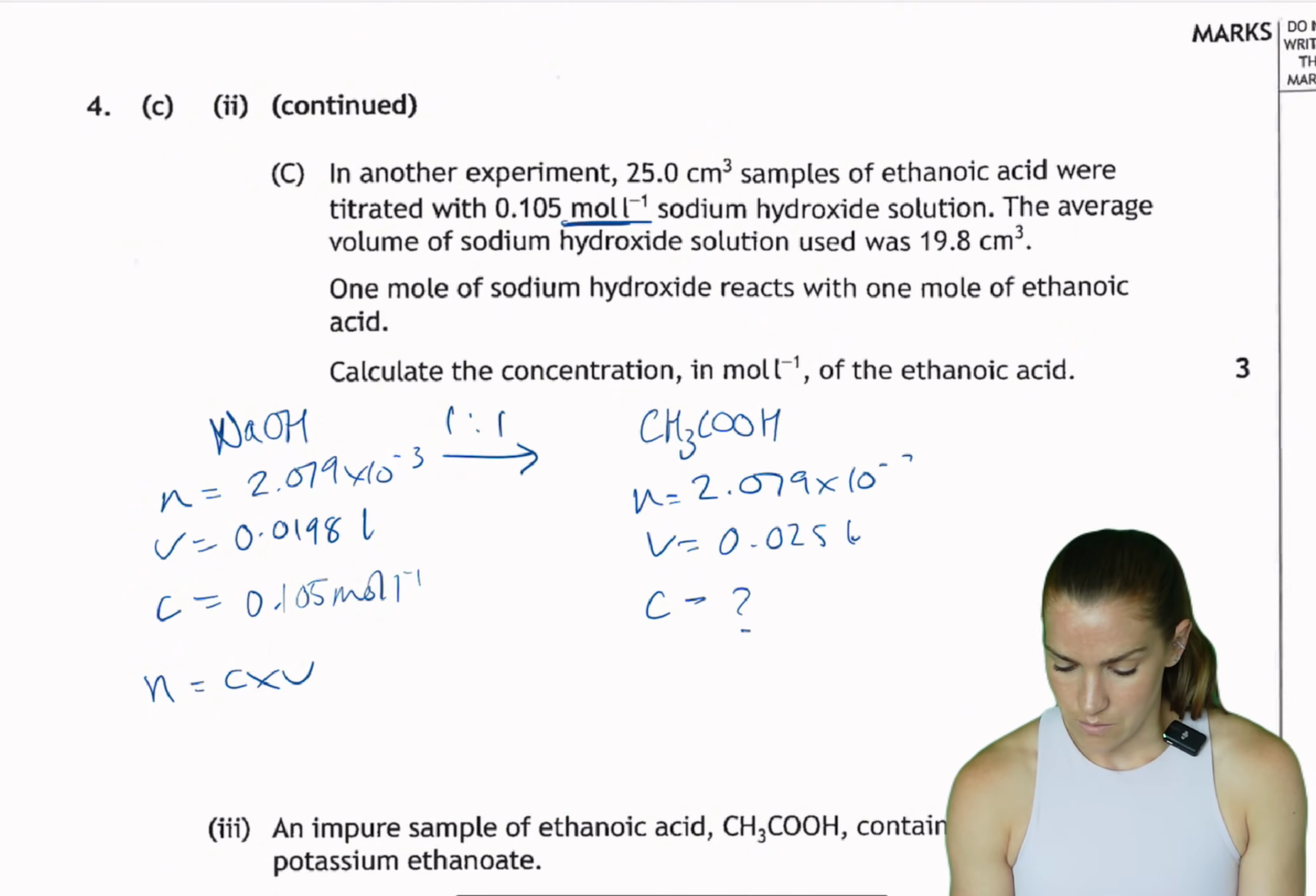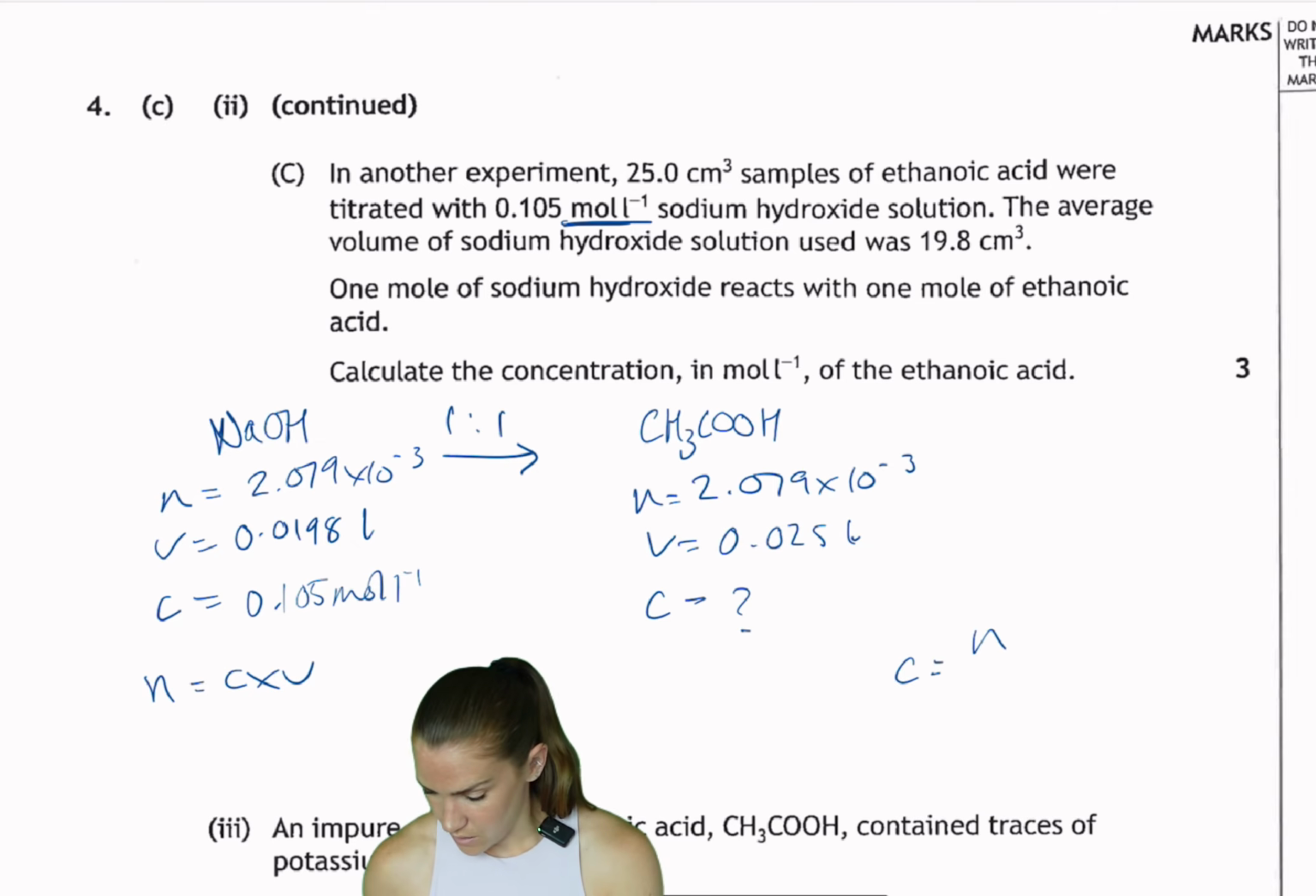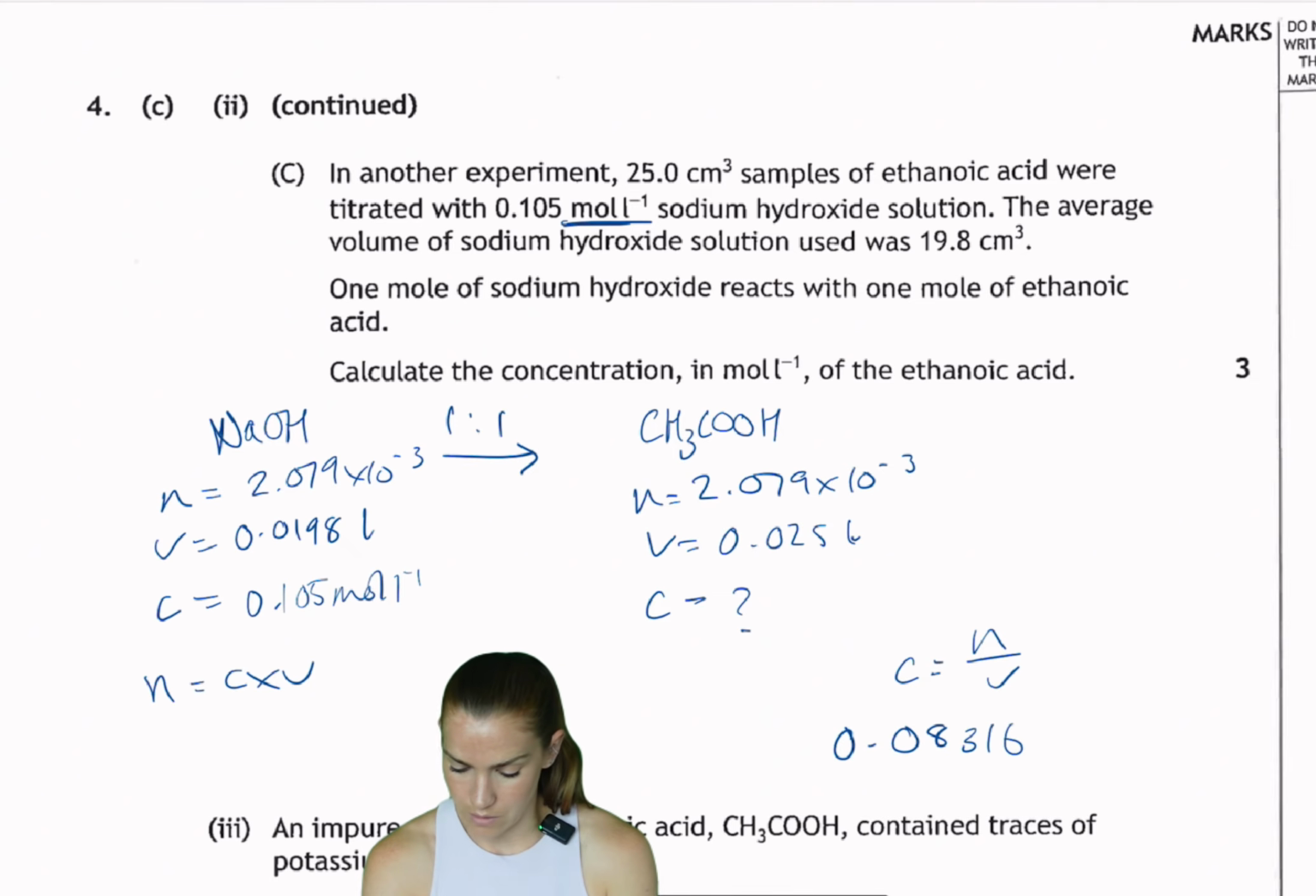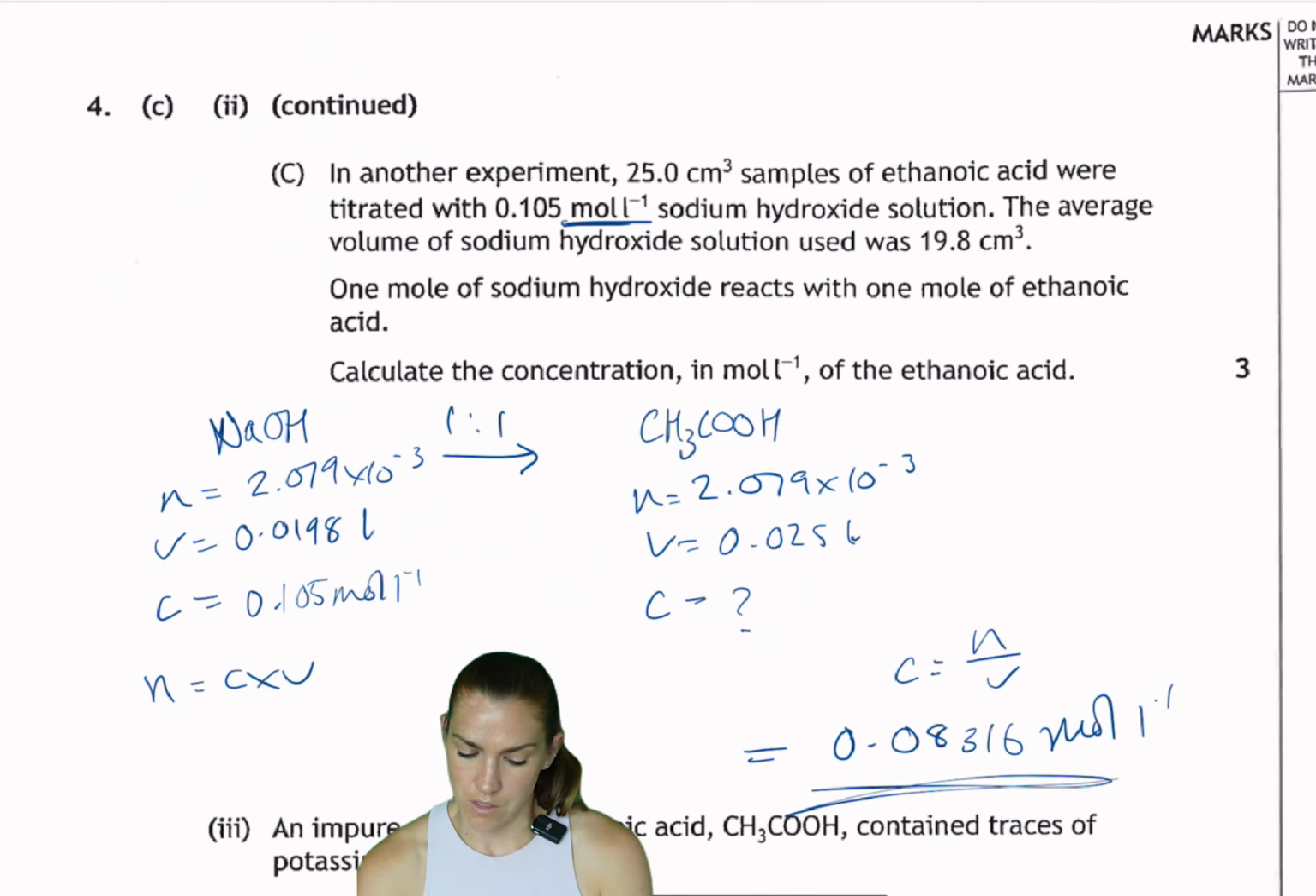And then C is equal to N over V. So we would just take that number of moles and divide it by 0.025. And that gives us 0.08316. That would be moles per litre because it's a concentration. Again, you don't need to write the units because they are given in the question, but if you do write them, they do need to be correct.